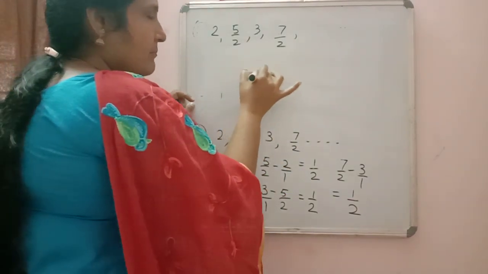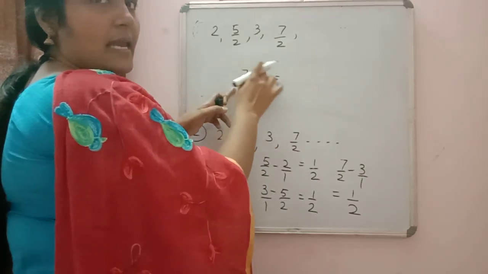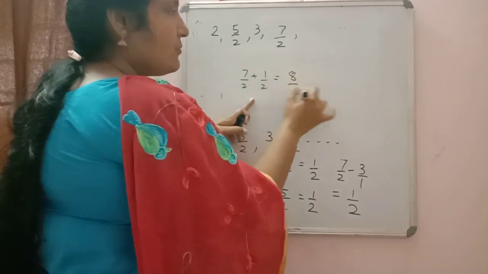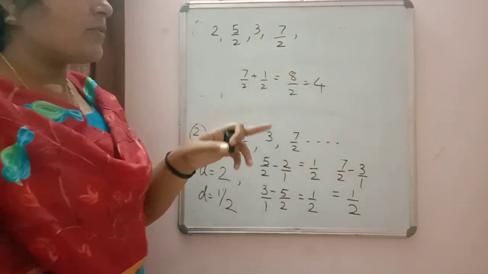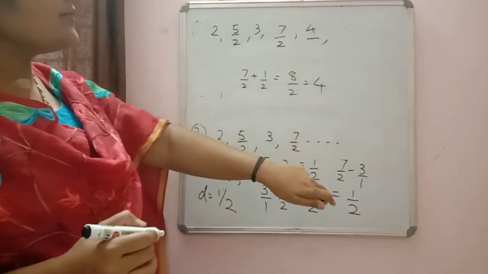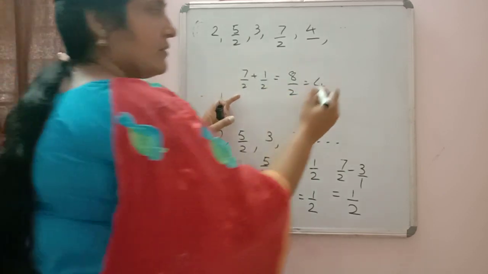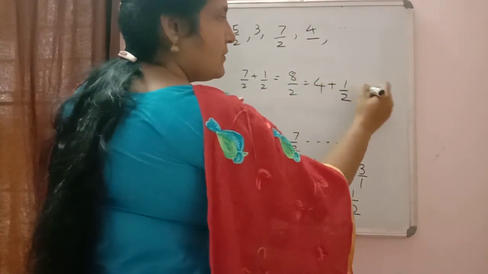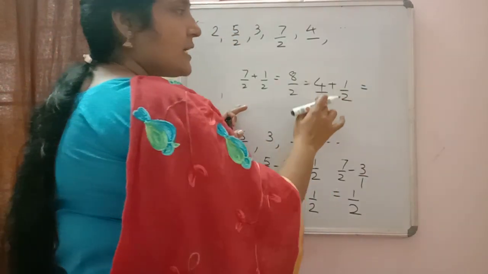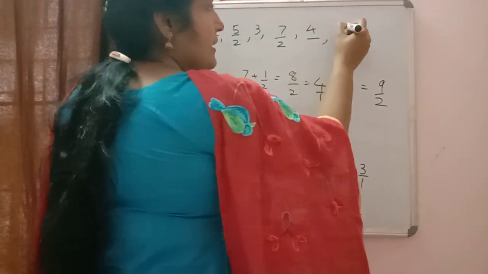What will come? 7 by 2 plus 1 by 2 will be equal to, denominator same, so directly we can add the numerator. 7 plus 1, 8. 8 by 2 will be equal to 4. So next one will be equal to 4. Similarly, to get the next term, what we will do? We will add 1 by 2 to 4. So 4 plus 1 by 2. Do the cross multiplication. 4 2s are 8 plus 1, 9 by 2. So next term will be equal to 9 by 2.